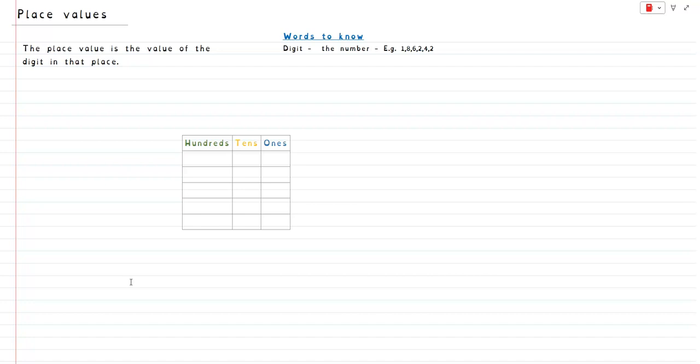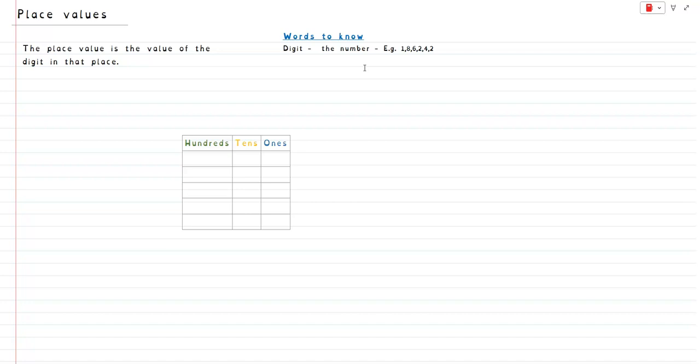This specific word is digit. A digit is any number, but it's only one number. So 10s, 20s, 30s, those are not digits, but 1, 8, 6, 2, 4, those are digits. Okay, so a digit is only one specific number that's smaller than 10. And that is what we're going to talk about when we're talking about place values. So place value is the value of the digit in that place.